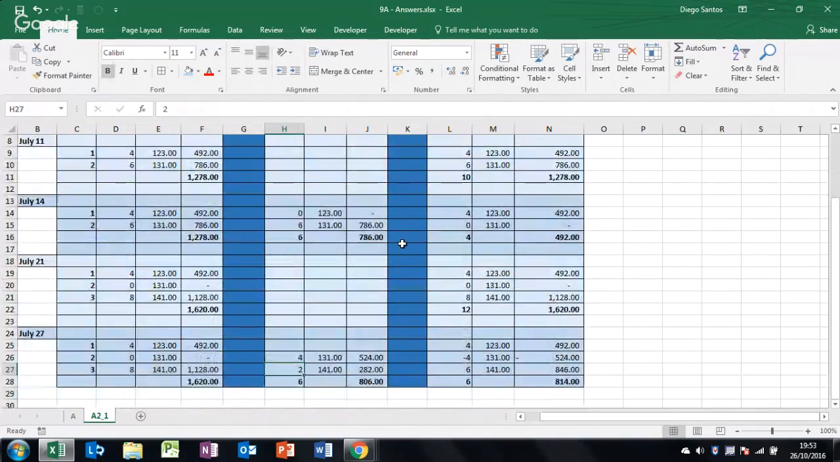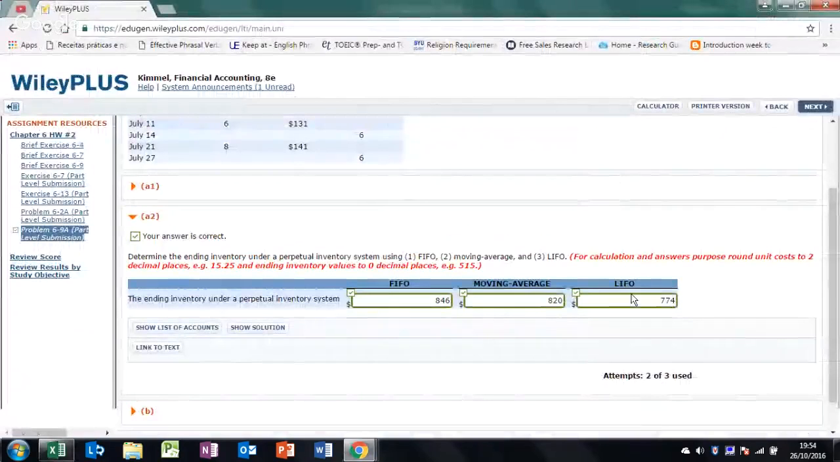The same applies to July 27. We need to first compute the cost of goods sold for the latest product that we have, not the oldest as in FIFO. So again, we'll compute 6 here and 0 at this price. By doing this, we'll get an ending inventory of $774. And here we'll see that it is the correct answer.